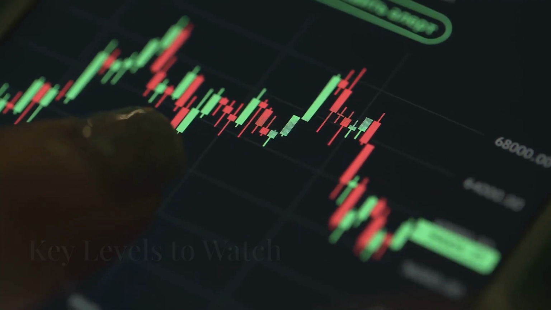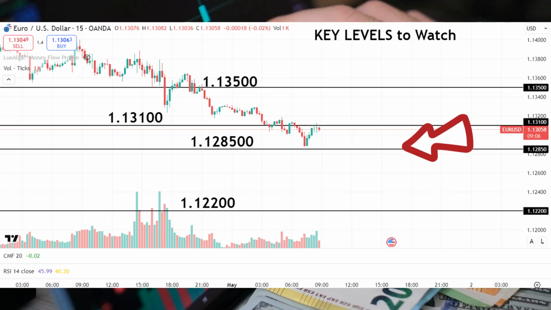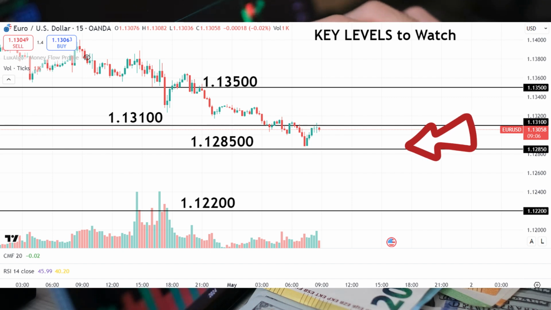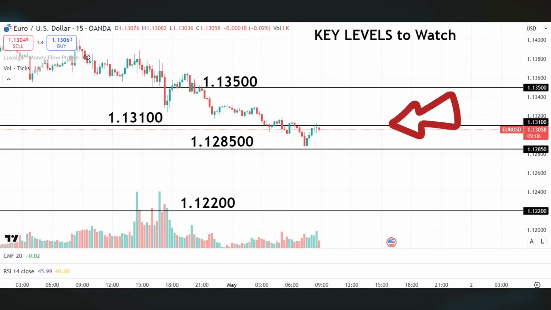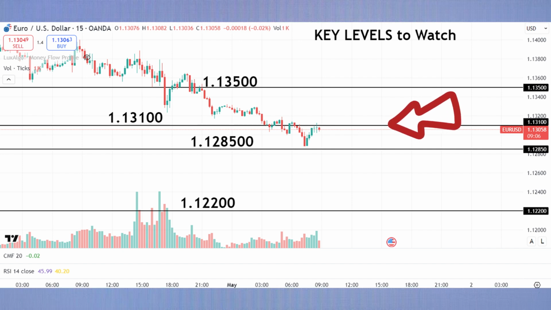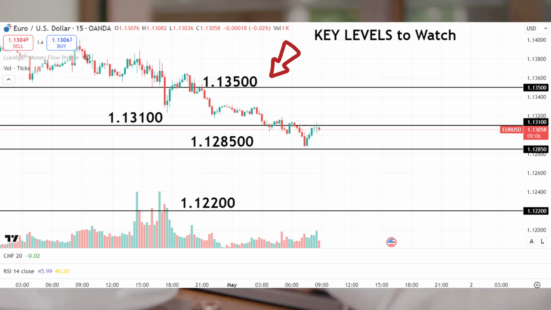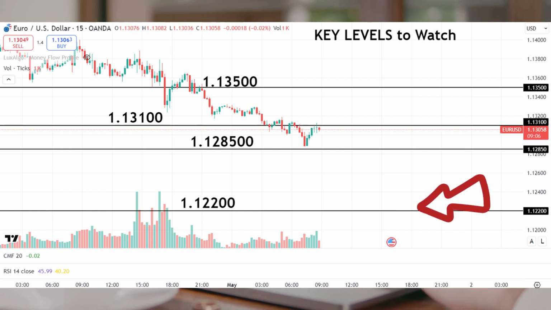So let's talk about some key levels to watch. First up, 1.1285 is your breakdown trigger, then 1.1310 acts as immediate liquidity resistance. The area between 1.1350 and 1.1380 is a major supply zone from past buyers, and if things get moving to the downside, 1.1220 is the next target on a momentum flush.